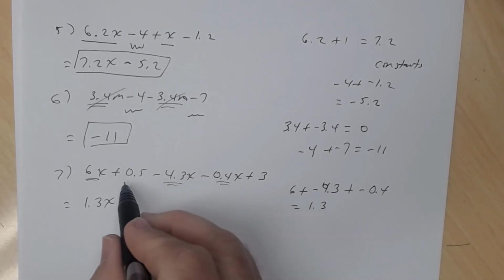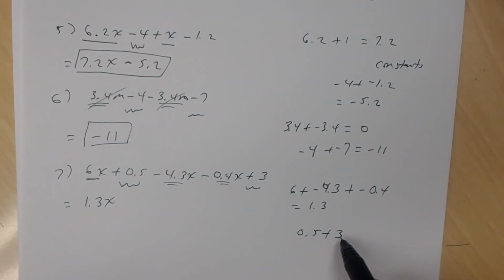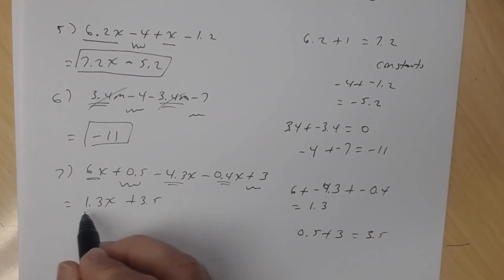Now the constants, I have 0.5 plus 3. That one's easy because you're adding a decimal to a whole number, so that's just 3.5. So the answer is going to be 1.3x plus 3.5.